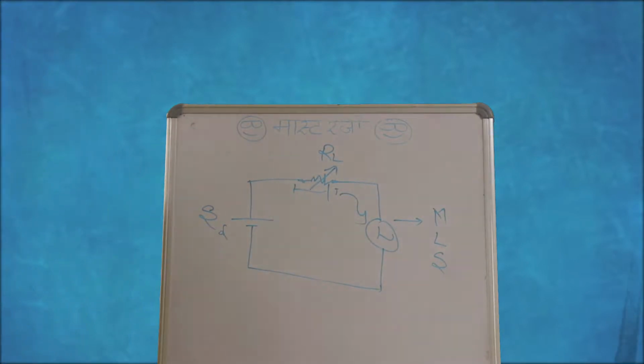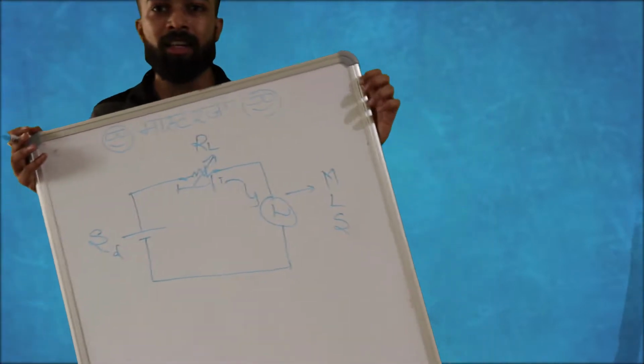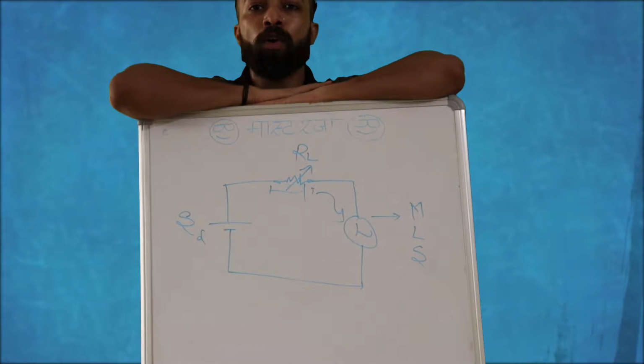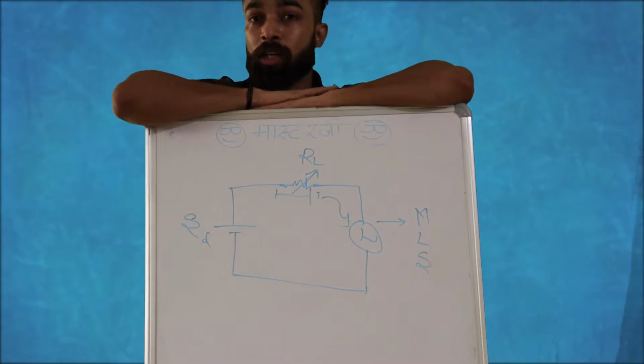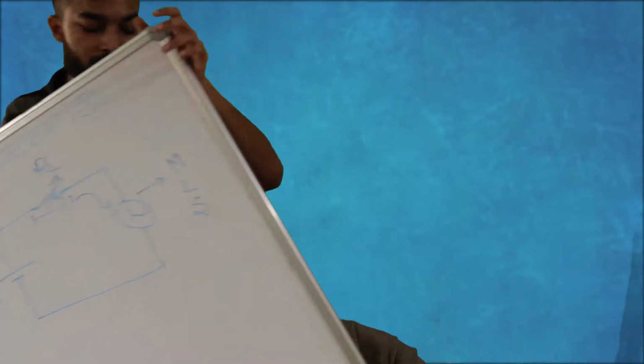Alright, so this is how a basic electronic circuit that is used for controlling power into the load devices is created. Now let's take Master off and let me take my position.